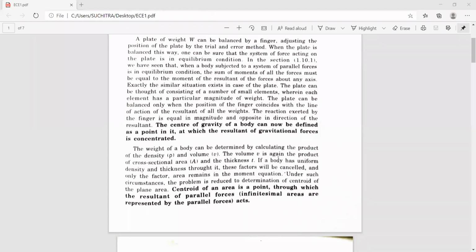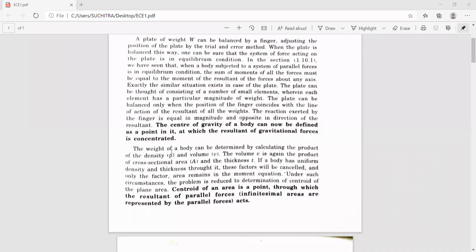Now, the volume V is again a product of the cross-sectional area and the thickness T. If a body has uniform density and thickness throughout, these factors can be neglected or cancelled, and only the factor area remains in the moment equation.